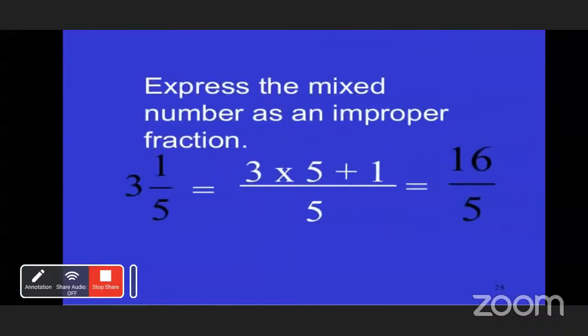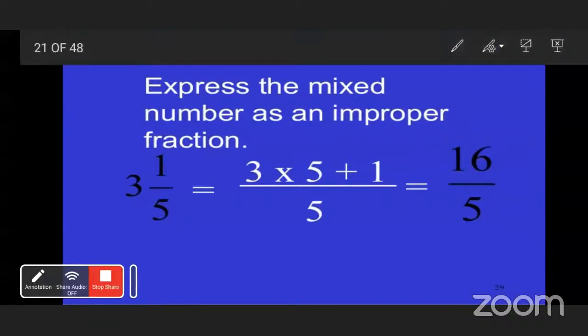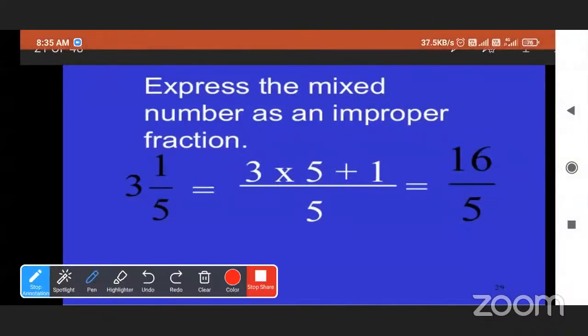See here. Express the mixed number as an improper fraction. 3 and 1 upon 5 is given. So if we want to convert this mixed number into an improper fraction, then we have to multiply the whole number by the denominator. So 3 into 5, and then add the numerator. So 3 into 5 plus 1.